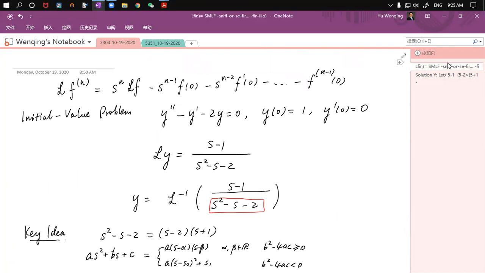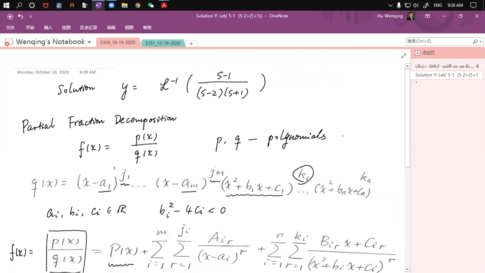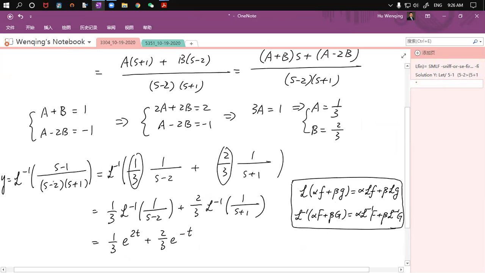Okay, so if we summarize, basically we started from this initial value problem. Using this formula for Laplace transform of derivatives, we have transformed everything into the inverse Laplace transform of a rational polynomial. In order to deal with these ratios, first we observe that the denominators are decomposable into first order powers, and we introduced the partial fraction decomposition to write the whole thing in that form.